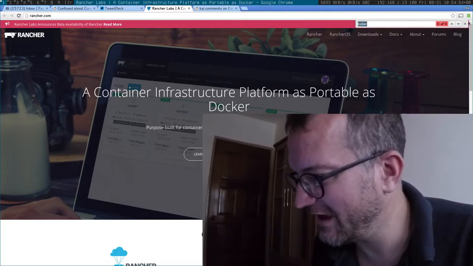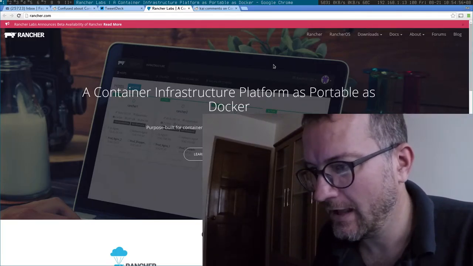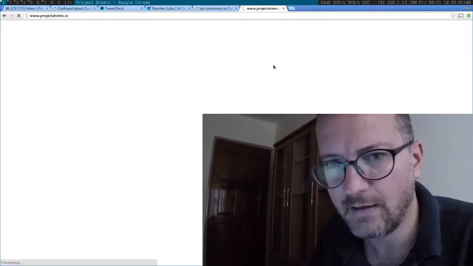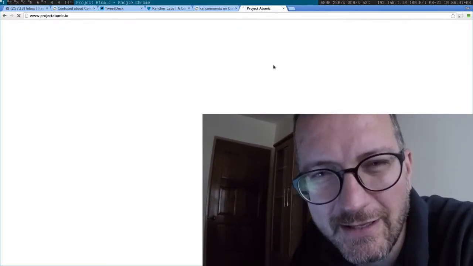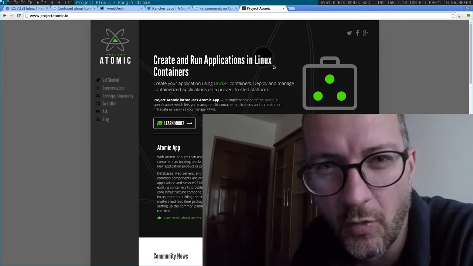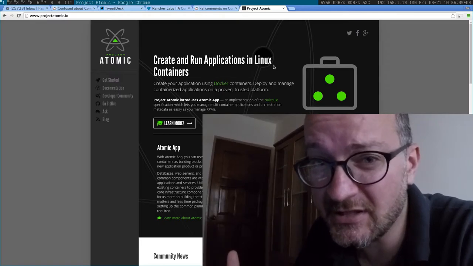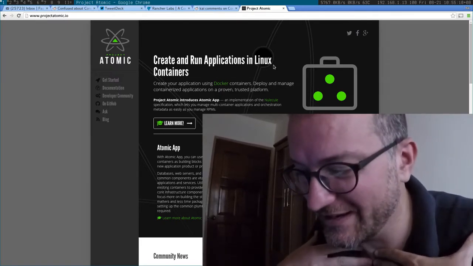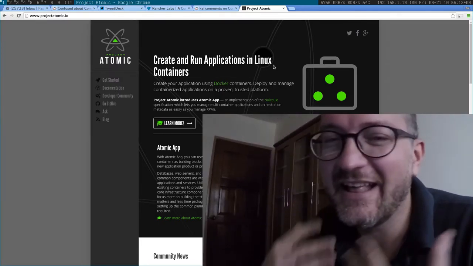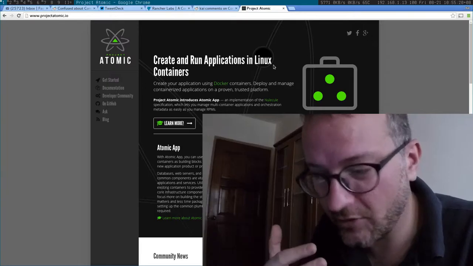Okay, I'm looking at Rancher OS, and I was just looking at Project Atomic. What I'm looking for is an evergreen sort of OS, something that keeps up to date so I don't have to bother doing it. Save me some time. That runs my Docker images and a lightweight evergreen OS.